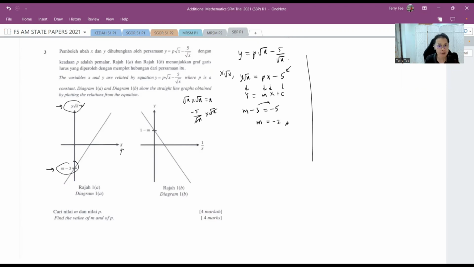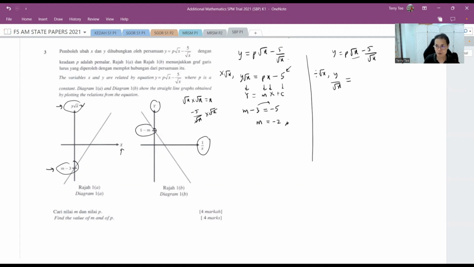There's another way we can convert this to linear form. But you notice it's given in the second graph. I do not know what my big Y is, but I do know my big X is 1 over x, and my y-intercept is 1 minus m. So again, starting from the same equation, y equals b square root x minus 5 over square root x, instead of multiplying by square root x, I divide by square root x. So when you divide by square root x, this is y over square root x.